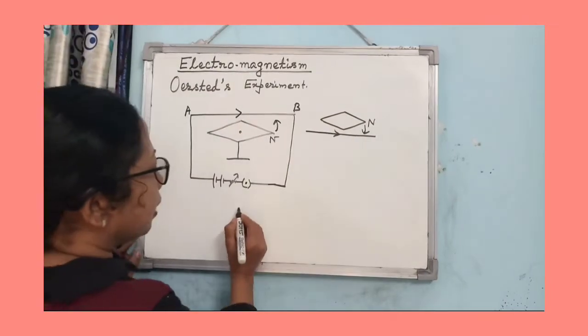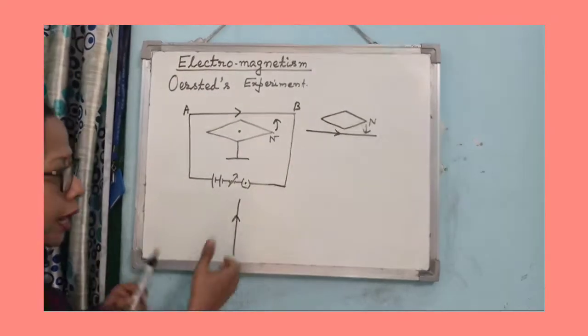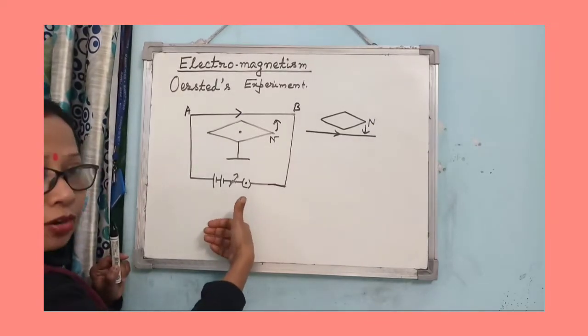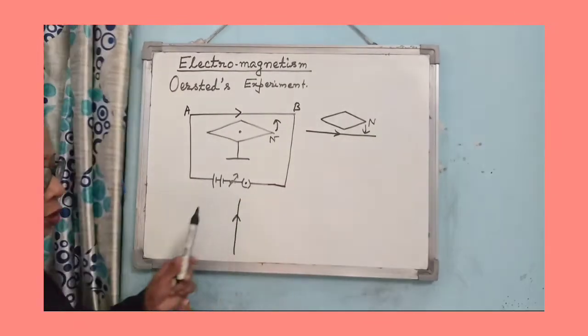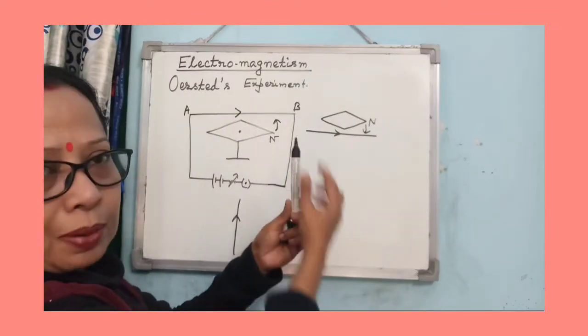What is the right hand thumb rule? Suppose there is a current carrying conductor. You grasp the conductor with the four fingers of your right hand. So you see, this is the conductor and this is the direction of the current. This tip is the direction of the current.